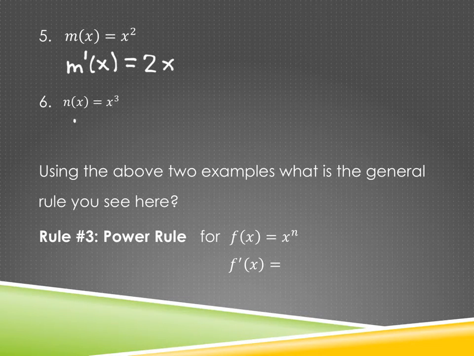2x. And what was the derivative of x cubed? 3x squared. So in general, when we have an exponent, x to the n, right? What is the derivative of x to the n? n x to the n minus 1.